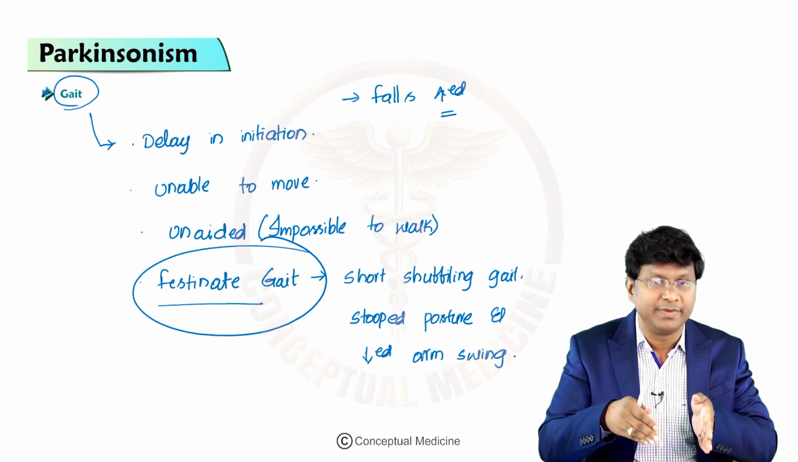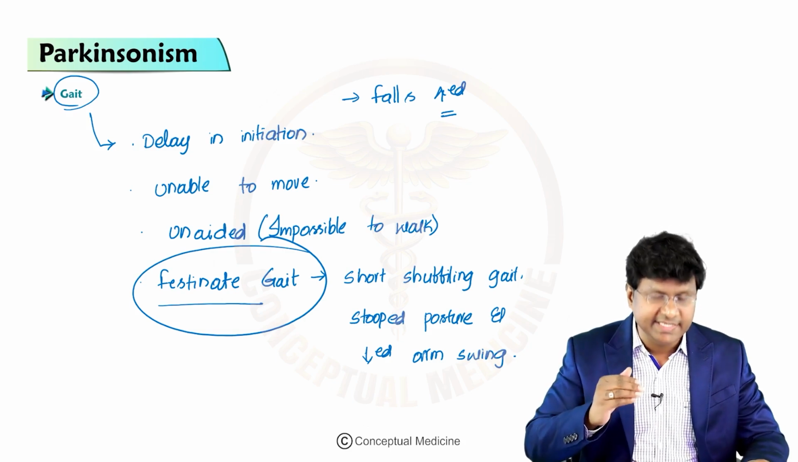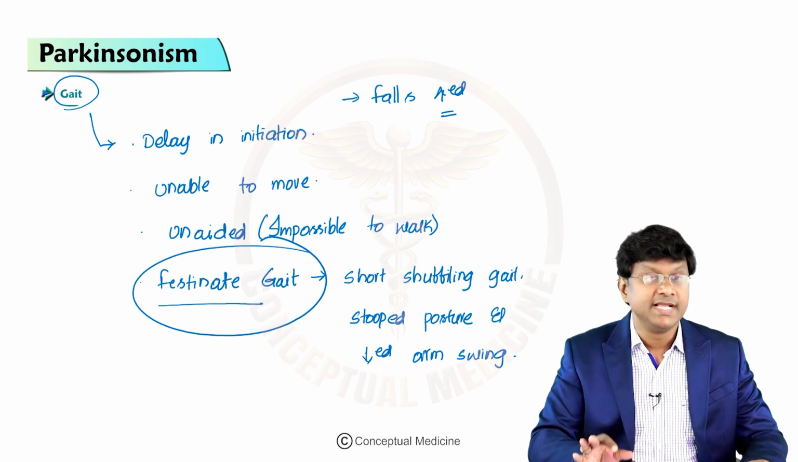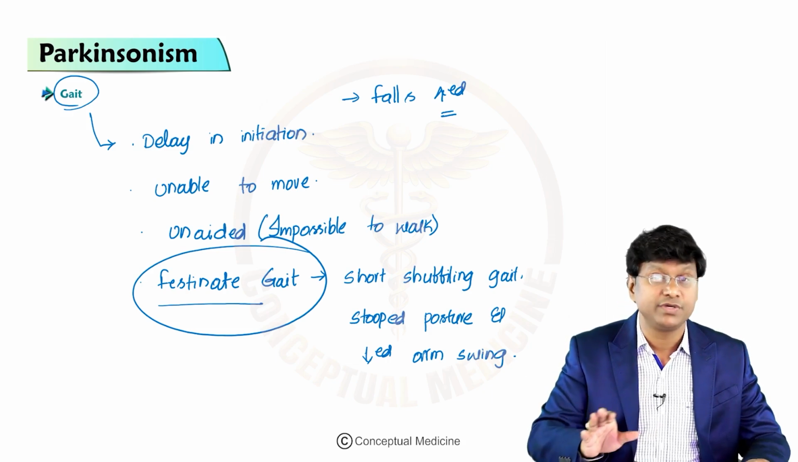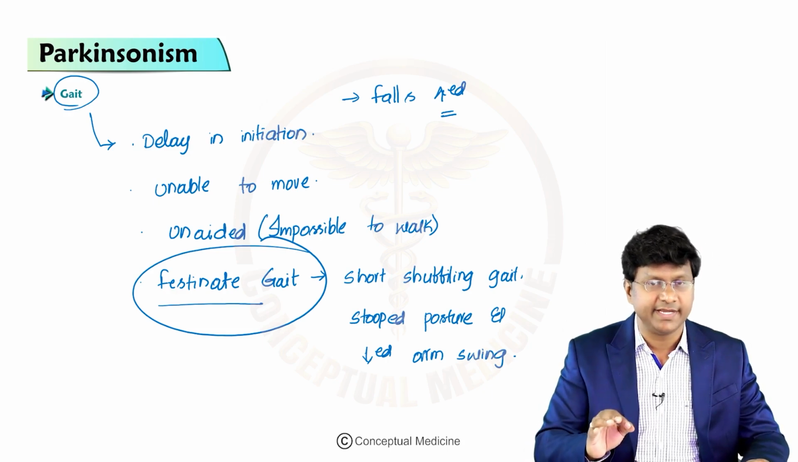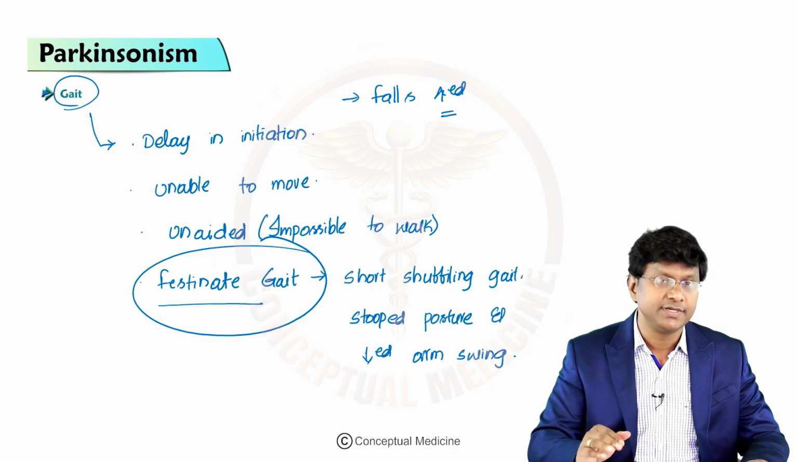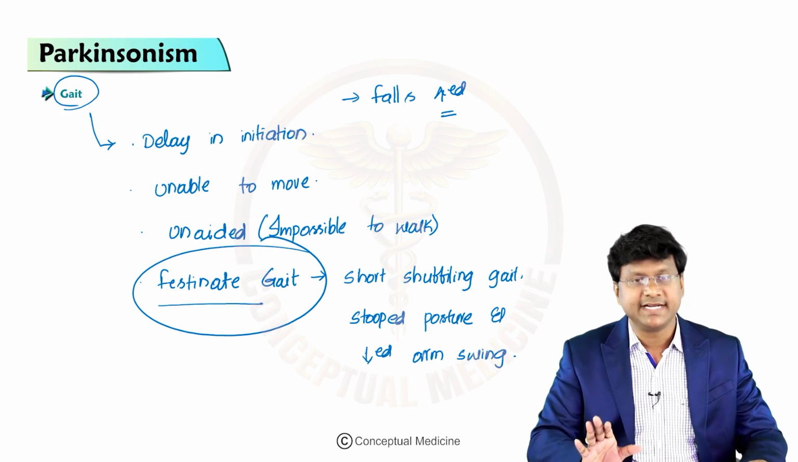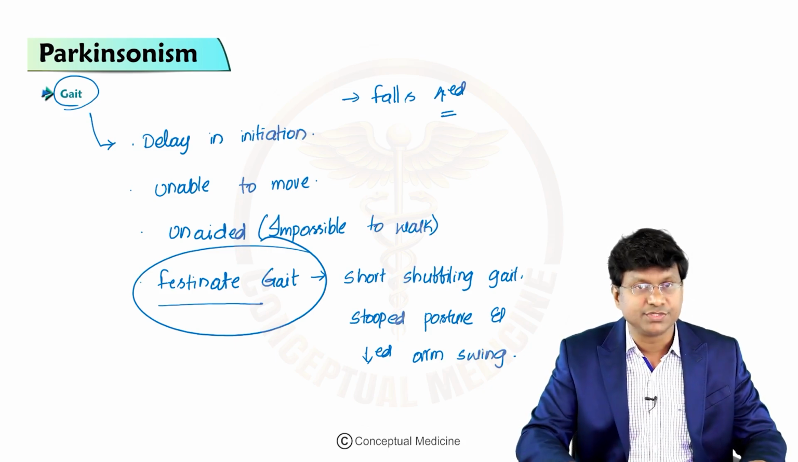Okay, so let me just revise. There is delay in the initiation of the gait of the individual and the patient becomes intermittently stuck and unable to move, and eventually it is impossible to walk unaided. And in this festinate gait, they have short shuffling steps, stooped posture and reduced arm swing. That is the characteristic gait in these patients with Parkinsonism.